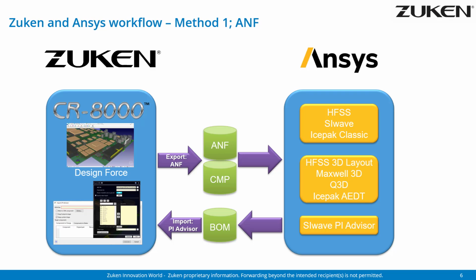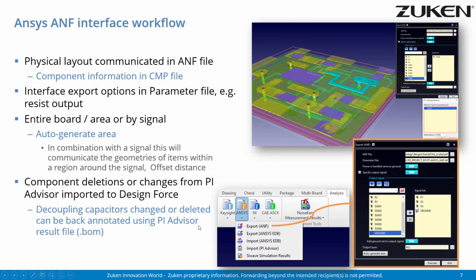Also in the Ansys environment is a tool for the Power Integrity Advisor, and this can analyze the design and provide information for power integrity, which can back annotate information using the BOM file. For that ANF interface, the physical layout information, the layers and any copper on those layers, is reported in the ANF file. Any component information is reported in the CMP file.